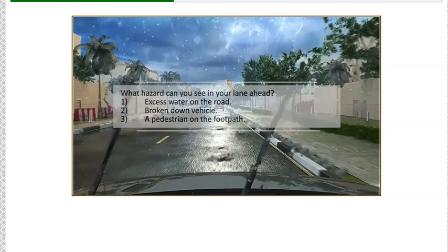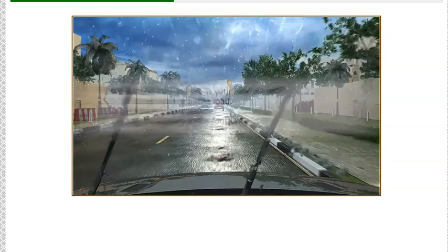What hazard can you see in your lane ahead? Excess water on the road. Broken down vehicle. A pedestrian on the footpath.